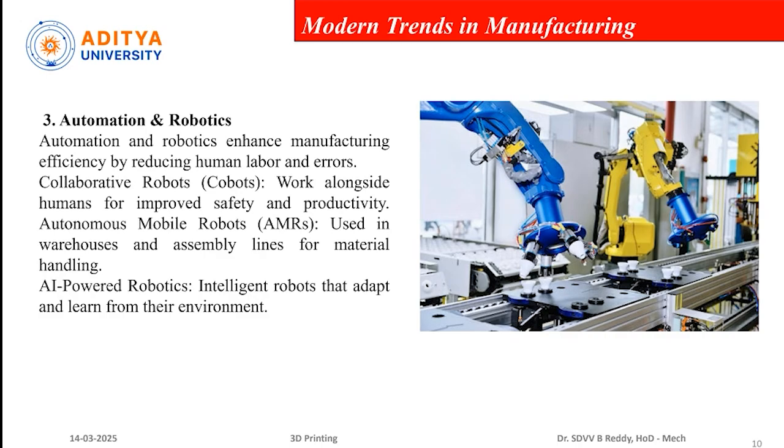And coming to the autonomous mobile robots, we can also call them AMRs. In this, whatever is in the warehouses and also the assembly lines is used for material handling. Now you can see the assembly line here. We can call it autonomous mobile robots.